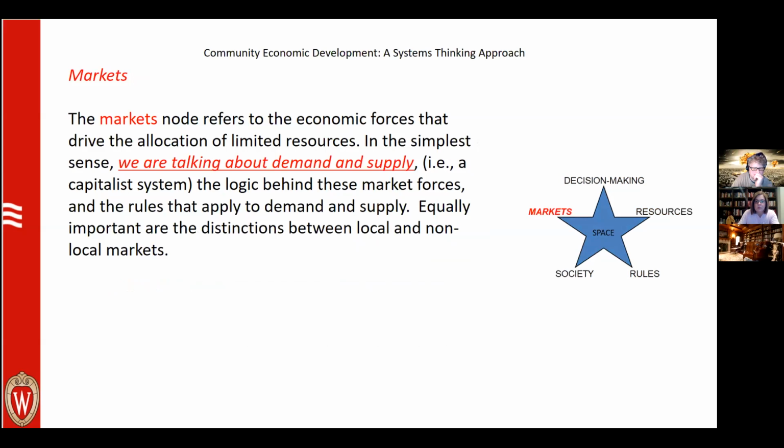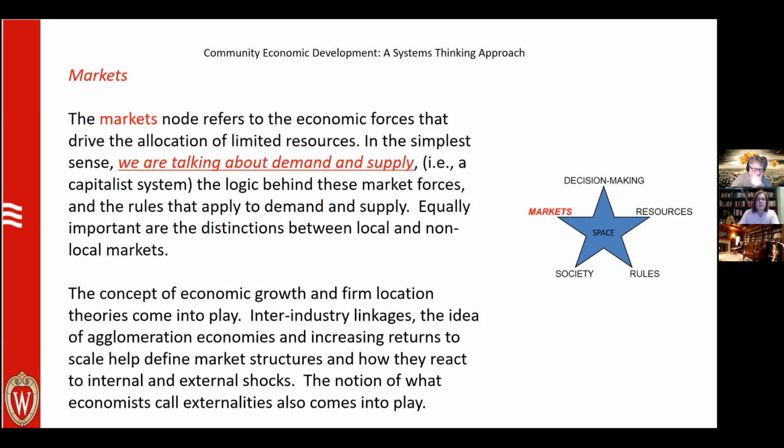The markets mode. What we're really talking about here is supply and demand. When Ron Schaefer put this together, he was thinking in terms of internal markets and external markets, kind of the local markets and the export market. I think that's too narrow. I think what we're really talking about here is that we live in a capitalist economy, and we need to think about what is happening to the demand for the goods and services the economy is producing. What are our competitors doing? What's the logic behind the factors that drive supply and demand?